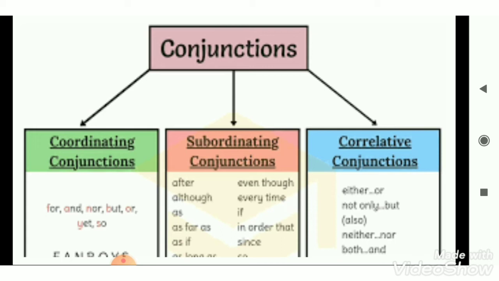Conjunctions. A conjunction is a word used to join two words or two sentences. For example, and, but, or, so, till, if.